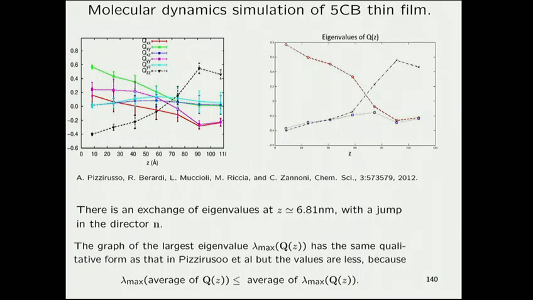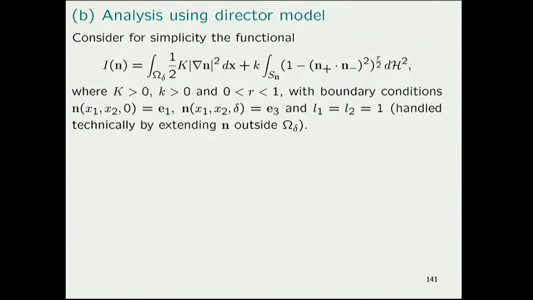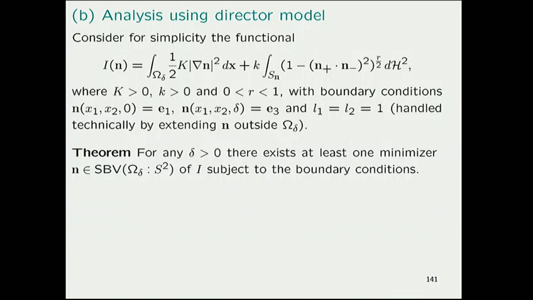So we could also analyze this using a director model like we had before. Let's take a simplified situation where we just have the one constant theory. Here's an energy that doesn't depend on the normal, but it does have the property that when n plus is equal to n minus, then it's zero. So it's 1 minus n plus dot n minus squared to the r over 2, where r is between 0 and 1. And we take L1 and L2 equal to 1. I'll say a bit more later about how you handle the boundary conditions. You have to be a little bit careful when you're dealing with SBV, because you can have a jump at the boundary. It's relatively standard, if you know this technical stuff, that there's at least one minimizer subject to the boundary conditions.